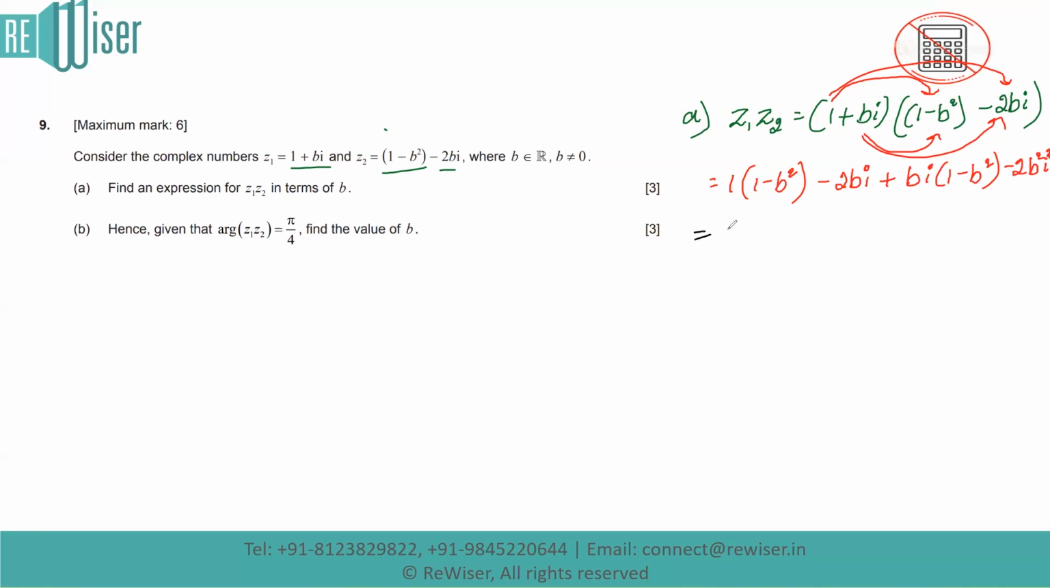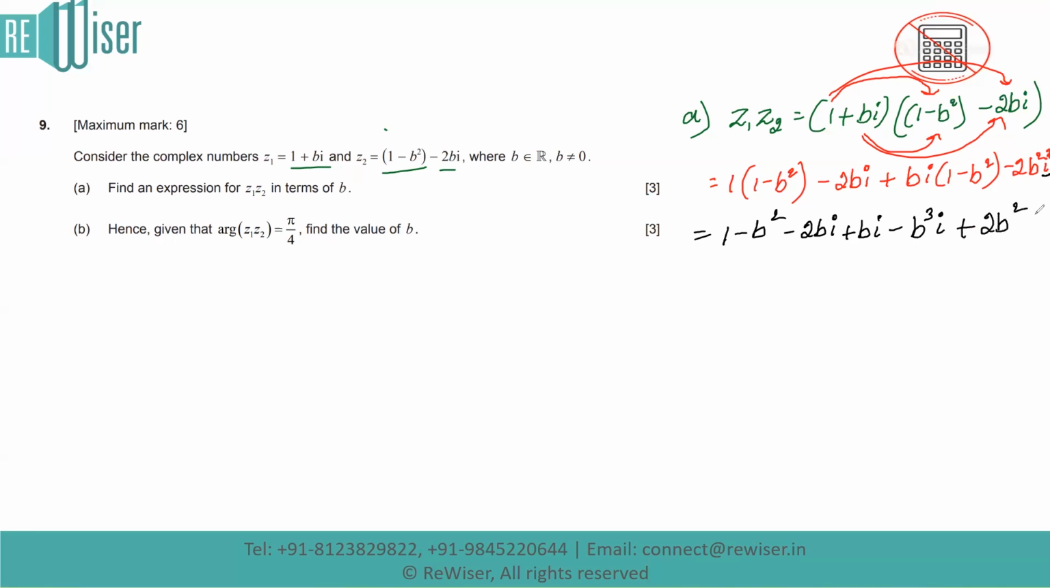And if I expand this one, this is going to be 1 minus b square, then minus 2bi, then plus bi, then minus b cubed i. Then this is going to be minus 2b square i square, and i square is minus 1. So that's why you can just replace that with positive 2b square.